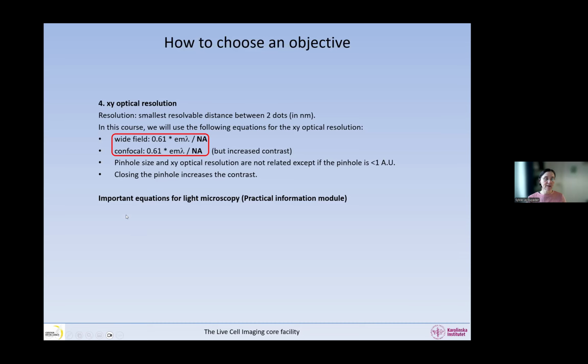So let's have a look, and you can always find these equations. You will know them by heart because there's only two, and you will use them again and again and again. But if you forget, you have the important equations for light microscopy in the practical information module. Everything is there, and it's also summarized.